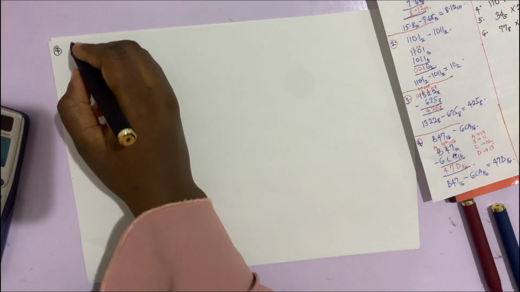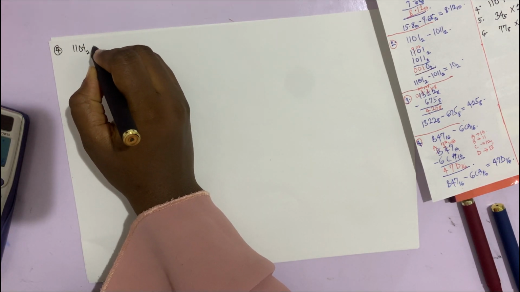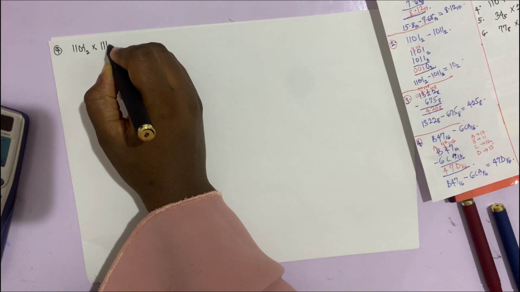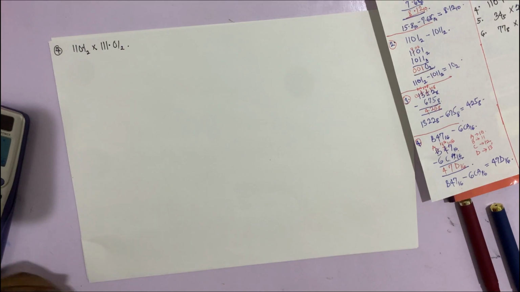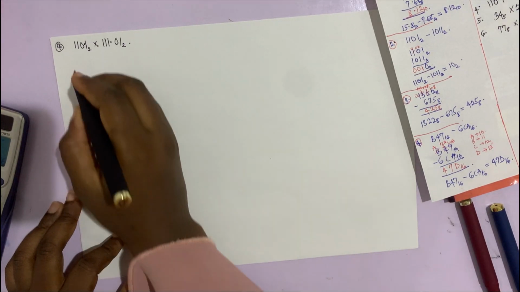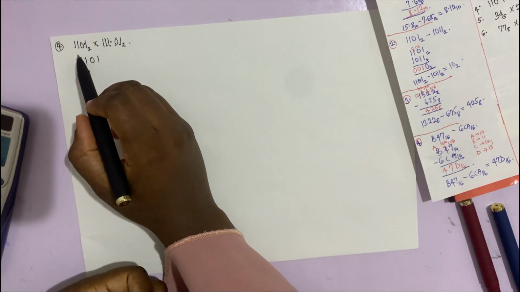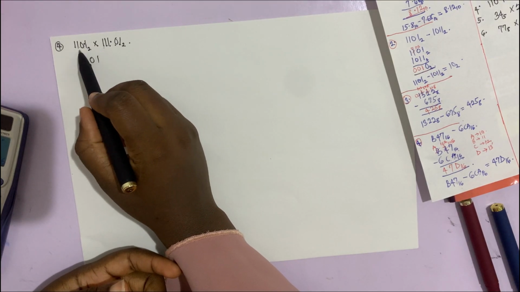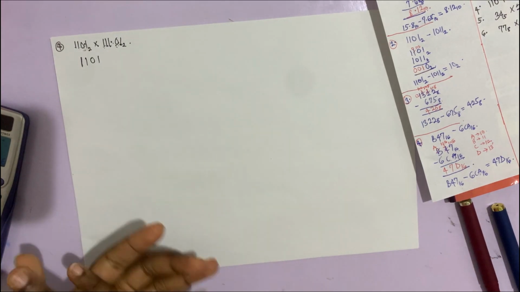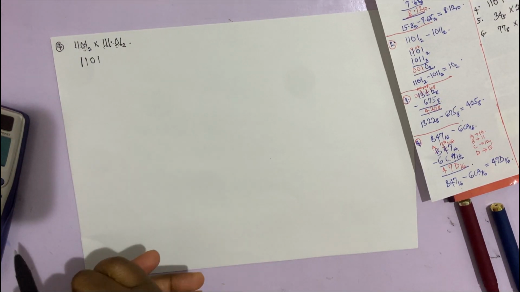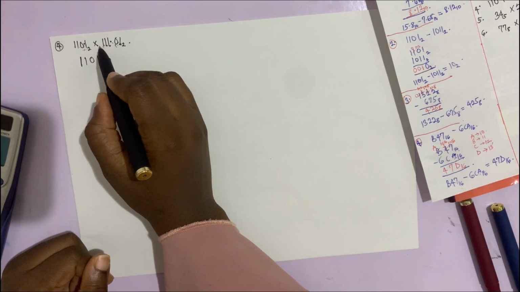Let's move on to question 4. Our question 4 says 110.1 base 2 times 111.01 base 2. So the same thing applies. Since it is in decimal, what we do first is to neglect or ignore the decimal. You can see that here we have 1, 2, 3, 4 digits in this first one. 1, 2, 3, 4, 5, 5 digits in this second one.